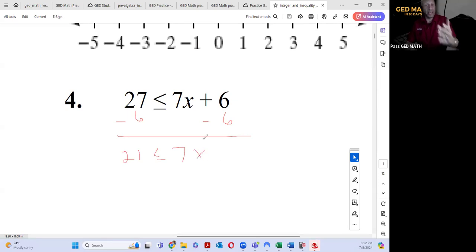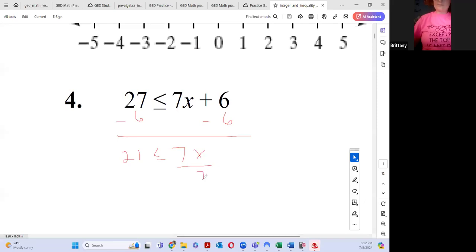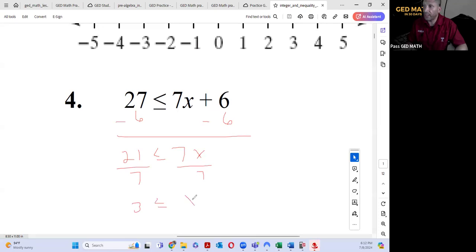Okay. So again, x is not by itself. Right now, x is being multiplied by 7. What's the opposite of multiplying by 7? Divide by 7. So we get 3 is less than or equal to x because the 7's cancel. So here is where the issues come. Your variable's on your right side, so you just switch the two. Put x on the left, 3 on the right. Then you switch your inequality. X is greater than or equal to 3.